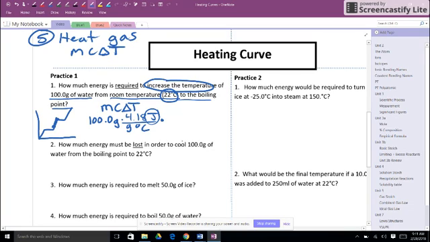And on my delta T, my temperature final would be 100. My temperature initial is 22. So we get 78 degrees Celsius as my change. And you multiply all this out and we get 33,000 joules, or it could be 33 kilojoules. Either of those could be the best answer.